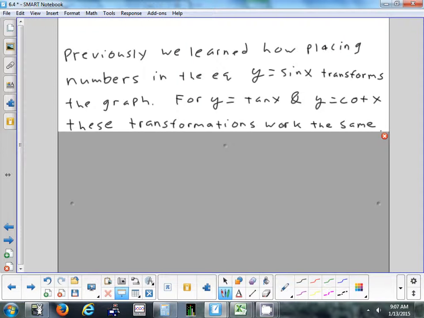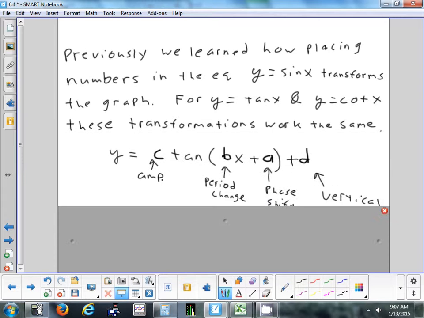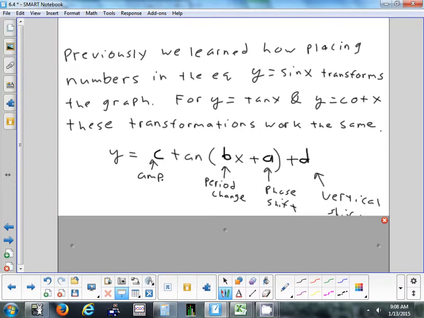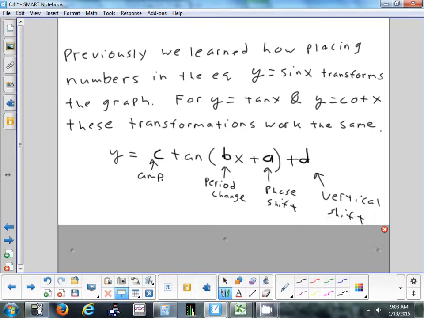All right, so this is an idea we've looked at 5 or 6 times by now. We saw how we can transform sine and cosine. Well, for tangent and cotangent, the transformations work exactly the same. There is no difference. So if you add or subtract the number inside parentheses, that's your phase shift. If you multiply x by a number, that's your period change.